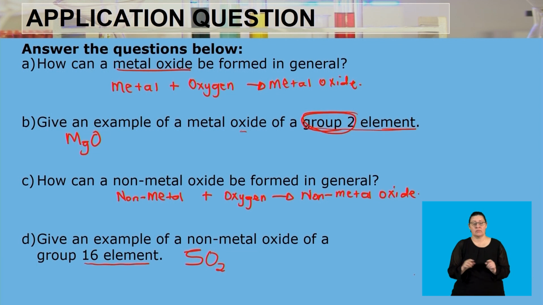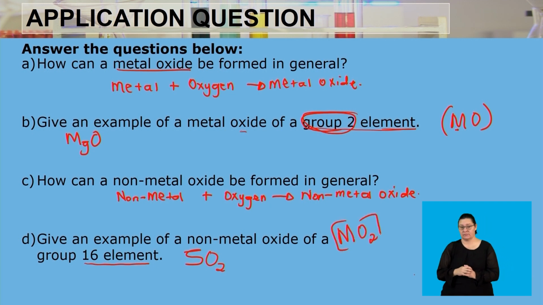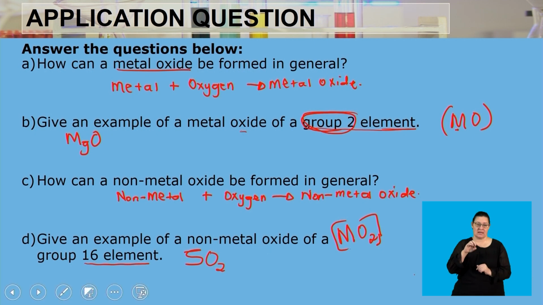Now, we also know that when metals react with oxygen, they have a general formula that is going to be MO, M for metal. And then our non-metal oxide, when they are reacting with oxygen, their formula is going to be MO2, the general formula of the metal and the non-metal oxides when they are reacting with oxygen. So we have our metal and our oxygen there as part of the reactants to form our non-metal oxide.